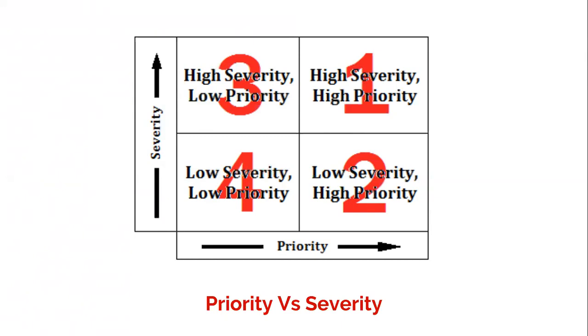Then the last one is the low severity and low priority. So some minor functionality is not working and it is not affecting the business that much. So for example, there is some alignment issue in the user's profile, then such a type of defect can be termed as low severity and low priority.